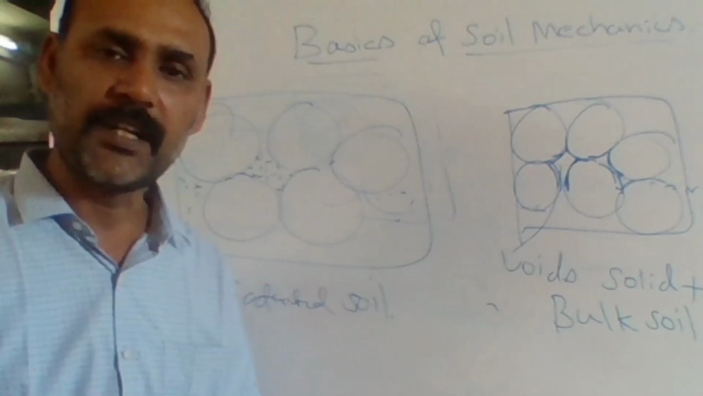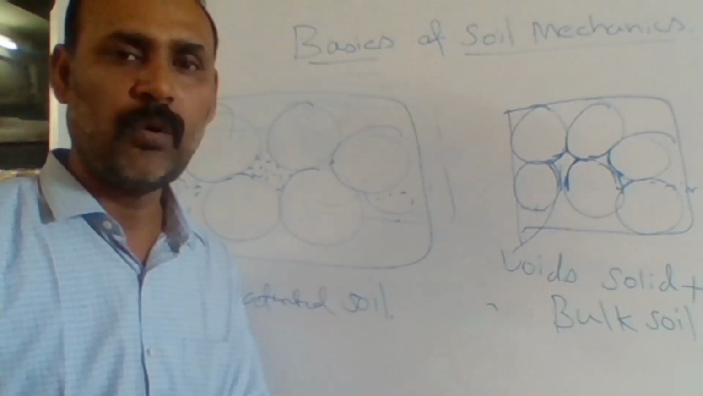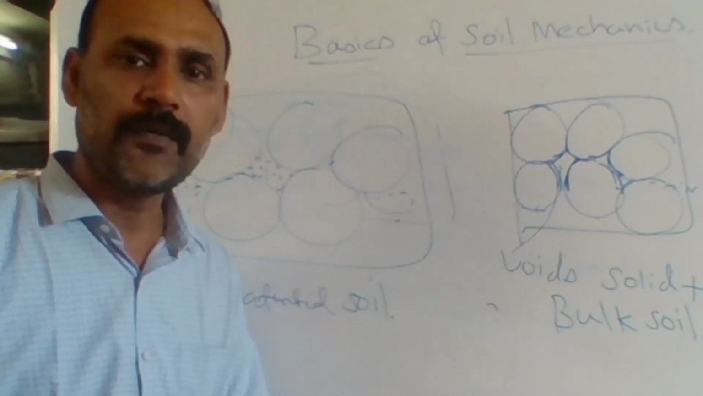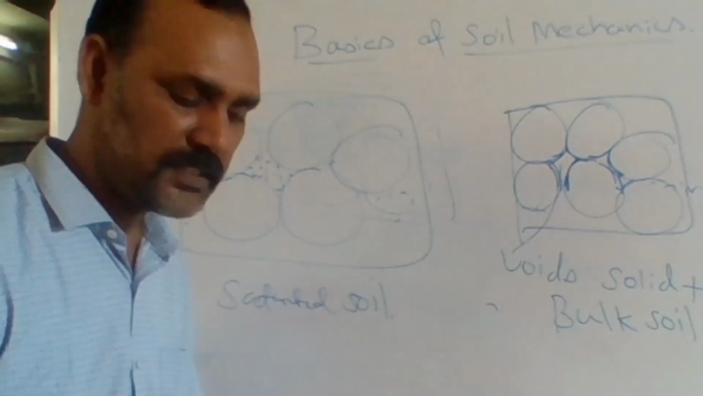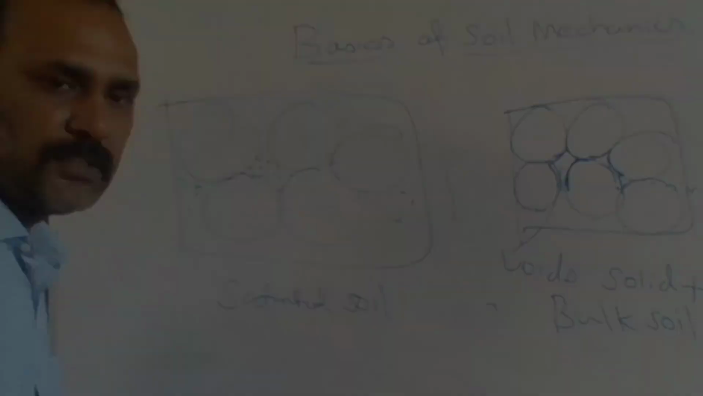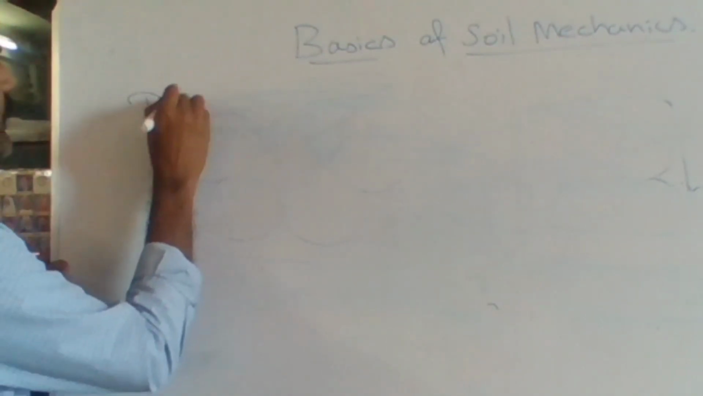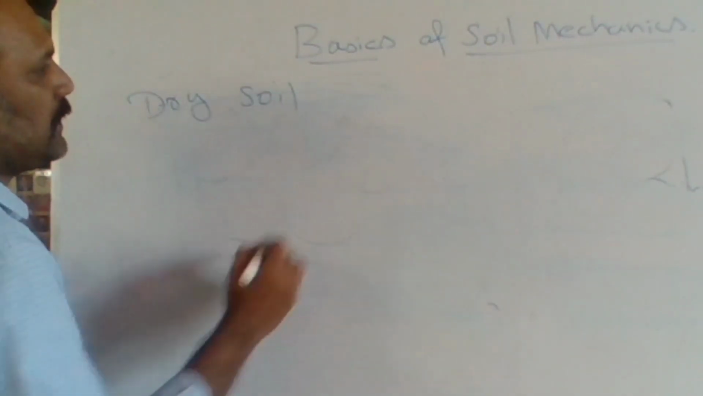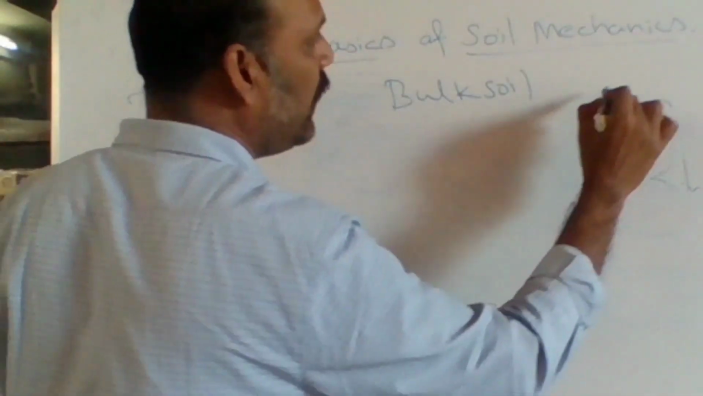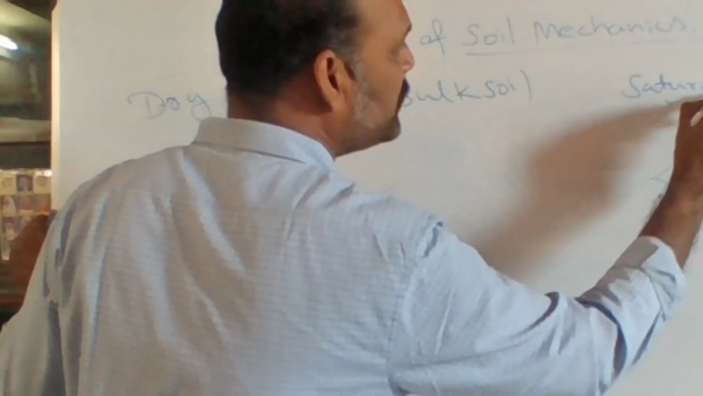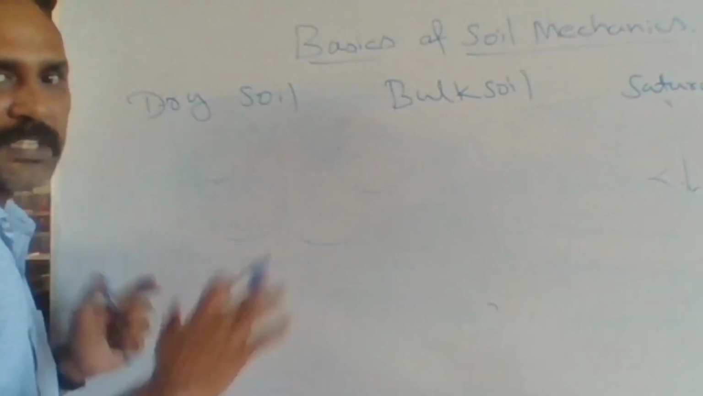Third one is the saturated soil. In between the grains, the voids are 100% filled with water. That is called saturated soil. Okay, now you can understand the main three differences. So here, the first one is dry soil, another one is bulk soil, and saturated soil. So three cases are there.